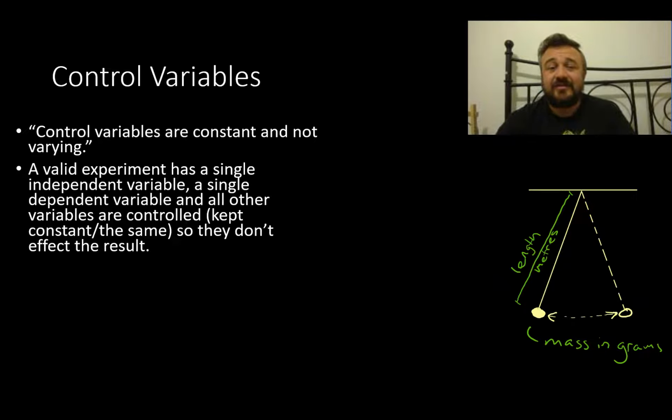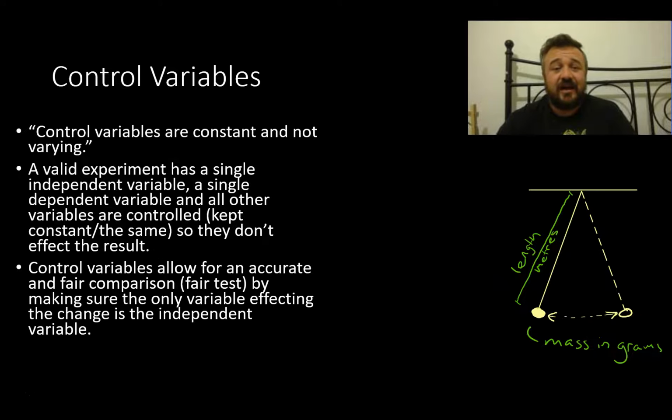They are kept constant or the same, so that they don't affect the result. So we know what is actually causing the change. They allow us to make an accurate and fair comparison. We call this a fair test, right? So this makes sure that the only thing affecting the change, which is the dependent variable, is the independent variable.